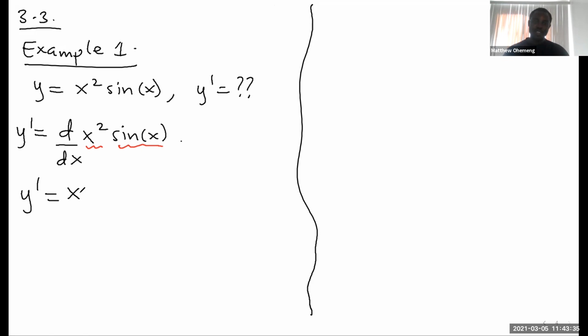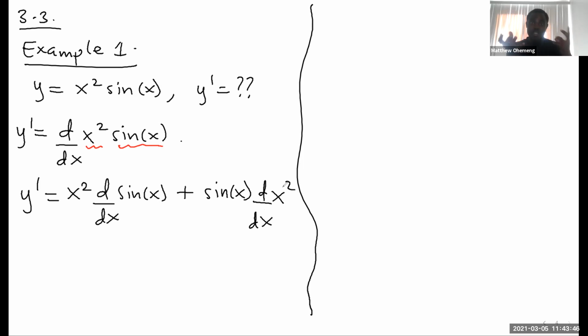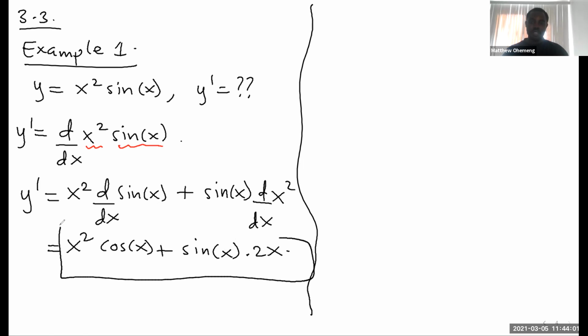By the product rule, leave the first one alone, multiply by the derivative of the second, plus leave the second function alone, multiply by the derivative of the first. The derivatives that we see here are standard, right? The derivative of sine is what? We just figured that out. It's cosine, plus sine of x times the derivative of x squared, power rule, 2x. We are done. You can stop here. That's your answer.